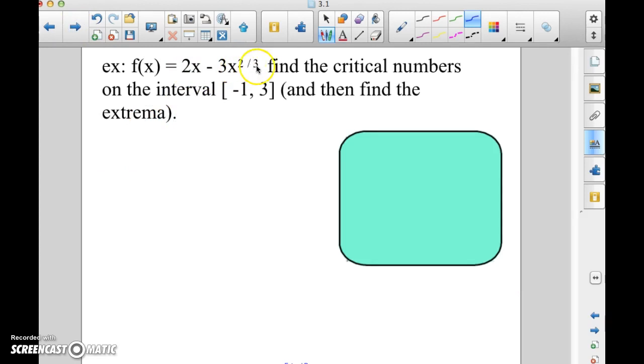2x minus 3x to the 2/3. First we're going to find the critical numbers on the interval from -1 to 3. So we have a closed interval, so keep in mind that we have to check our endpoints too. And then we're going to find our extrema. So first we're going to find critical numbers, so we have to take the derivative.